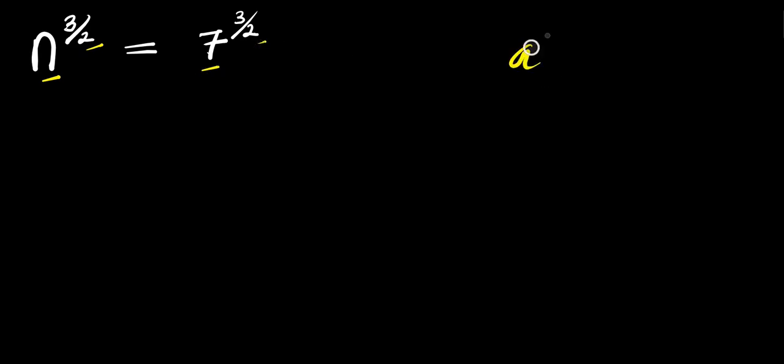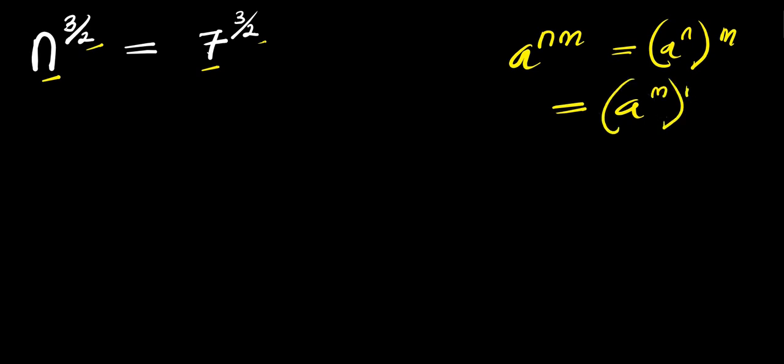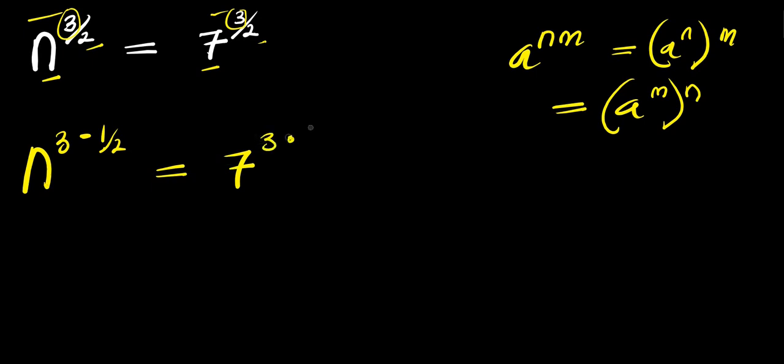If you have a power m times n, this equals a power m to the power of n. So the 3, we can easily factor it out, and this 3, we can factor it out. So you can have something like n to the power of 3 times 1 over 2, and this equals 7 to the power of 3 times 1 over 2.